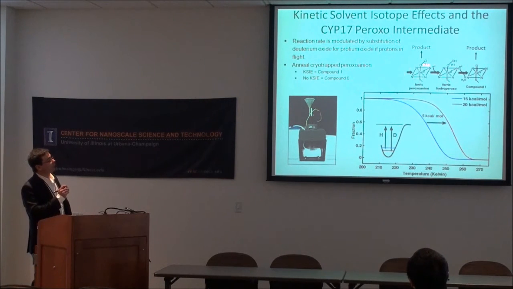In the case of going through the ferric peroxoanion, there are no protons involved, so you'll see two traces like this in your H2O and D2O.